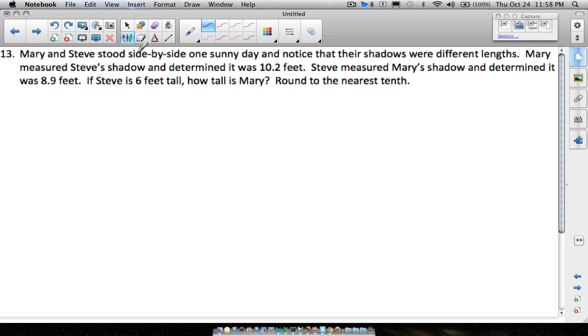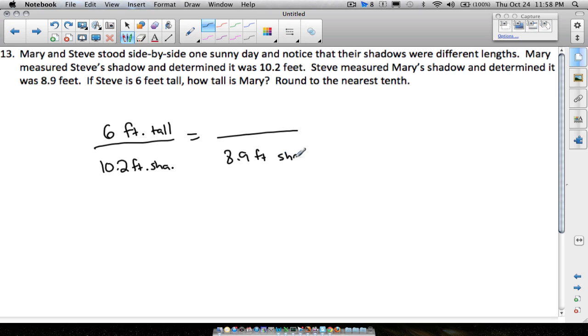We know that Steve is 6 feet tall. He's 6 foot tall, and Steve's shadow is 10.2 feet. Now, what do we know about Mary? All we know is that Mary's shadow was 8.9 feet. And the question we're trying to answer is, how tall is Mary?